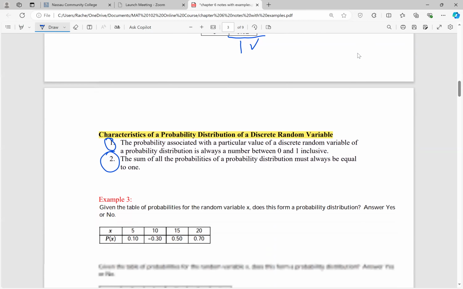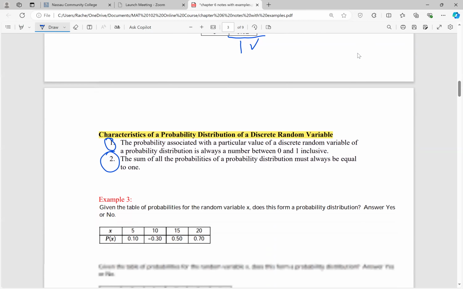So let's practice keeping in mind those characteristics. So let's look at example 3. It says, given the table of probabilities for the random variable x, does this form a probability distribution? Answer yes or no. So remember, it has to satisfy these two characteristics.